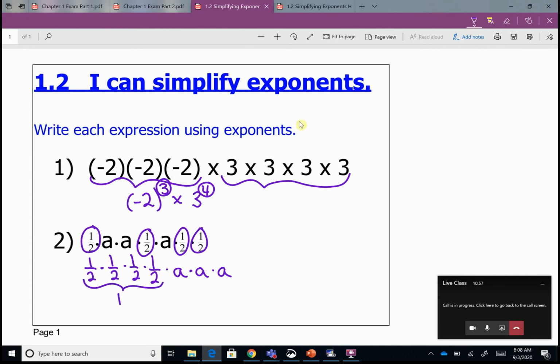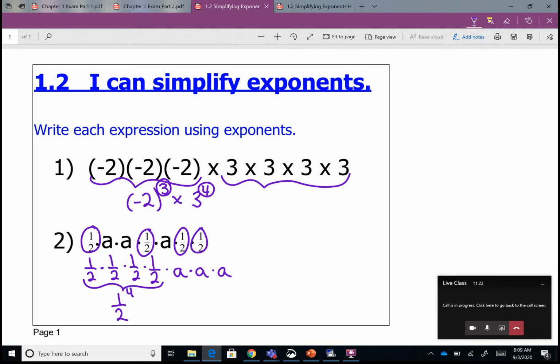So the 1/2 that I'm multiplying together is called your base. It's going to be my base. What's my exponent going to be? What's it going to be, Sam? 4. So we're going to have 1/2, and my exponent is going to be a 4.